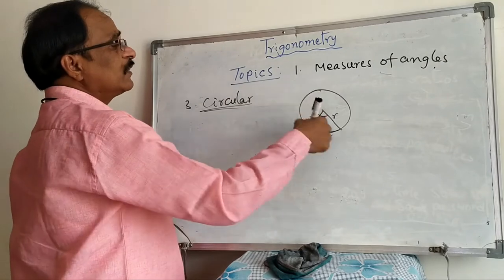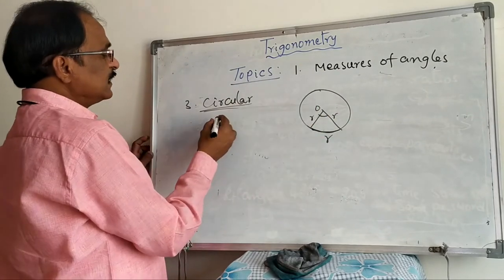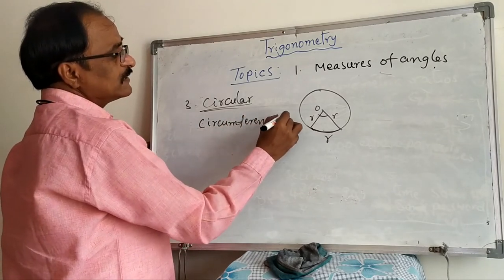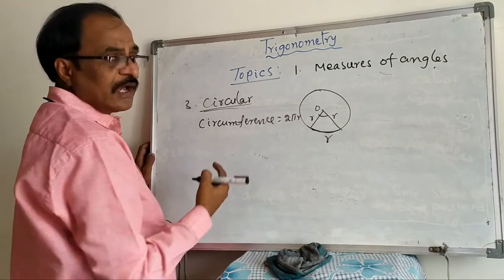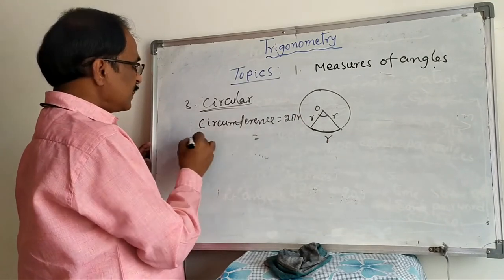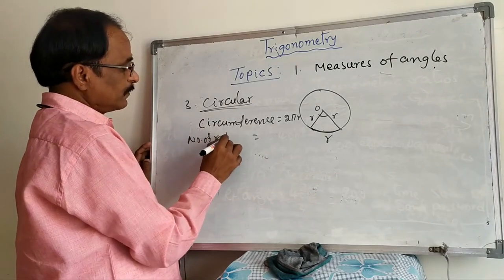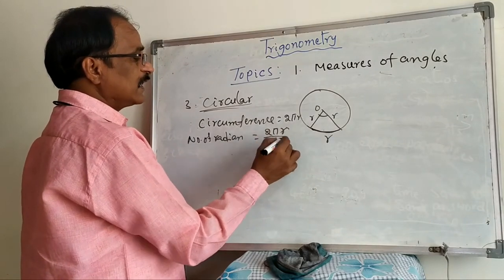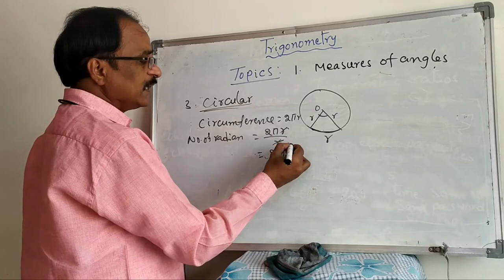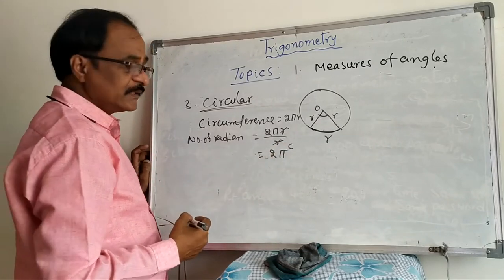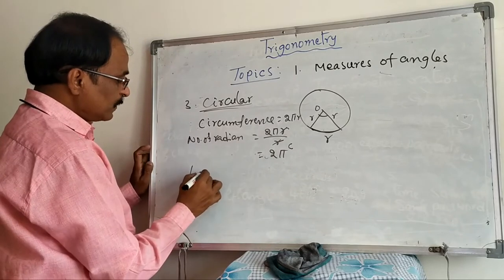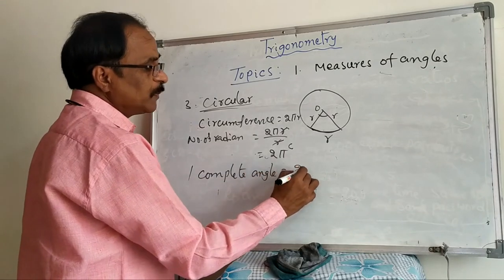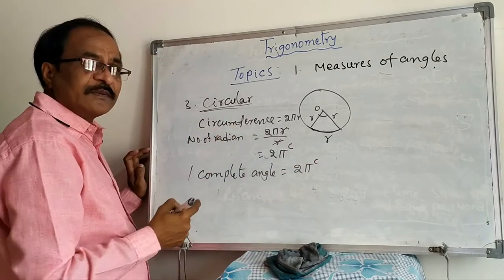So here we know that the circumference of the circle is 2 pi r, and the length of the arc is r. So the number of radians in the complete angle is equal to 2 pi r by r, the r gets cancelled, that is equal to 2 pi radians. It is denoted by c, circular measure. So one complete angle is equal to 2 pi radians in circular measure.